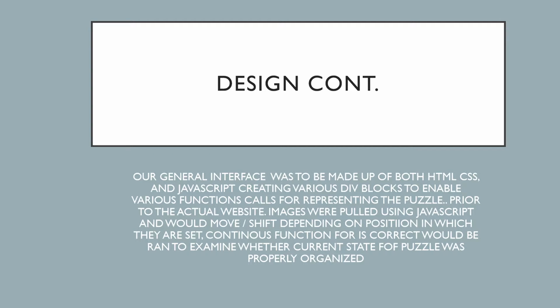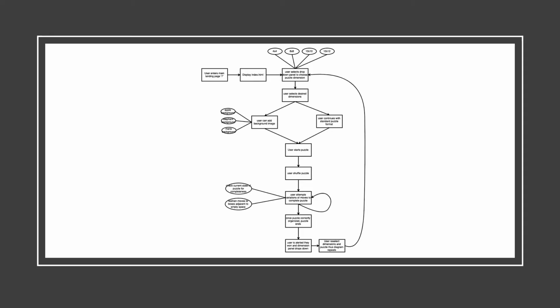The general interface was HTML, CSS, and JavaScript to create various div blocks to enable various function calls representing the puzzle. Prior to the actual website, images were pulled using JavaScript and would move and shift depending on the position in which they're set. A continuous function for correctness would be run to examine whether the current state of the puzzle was properly organized to make the picture.